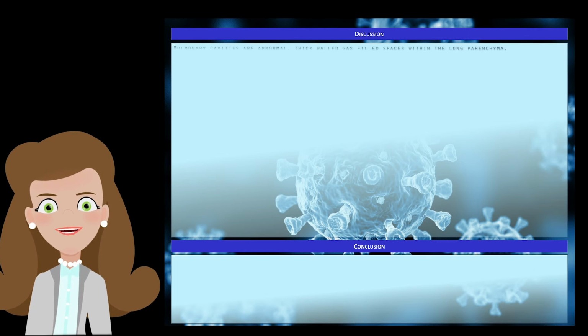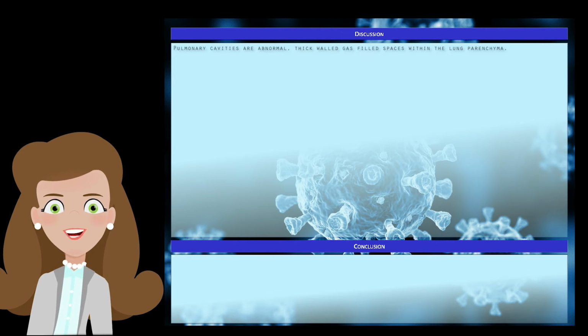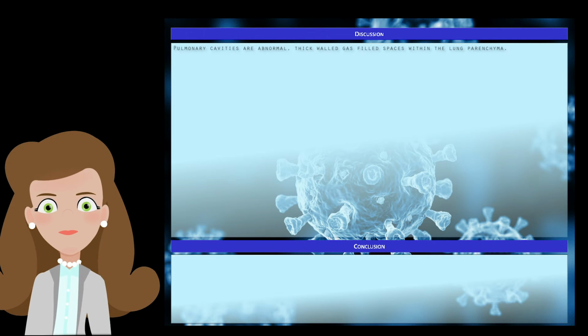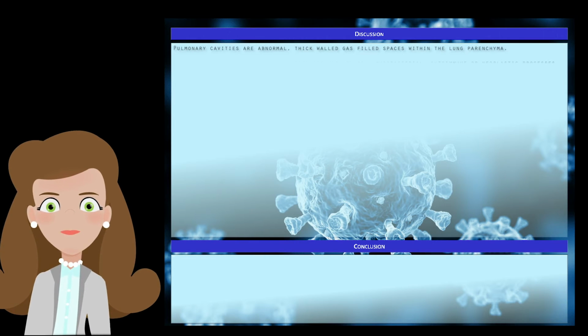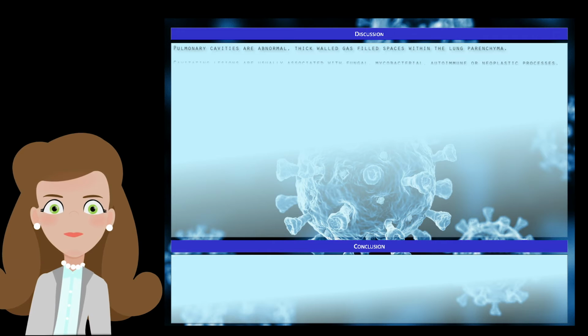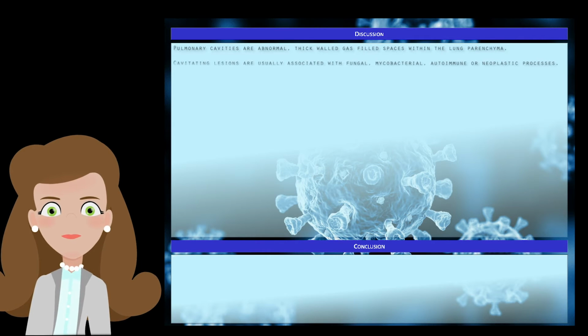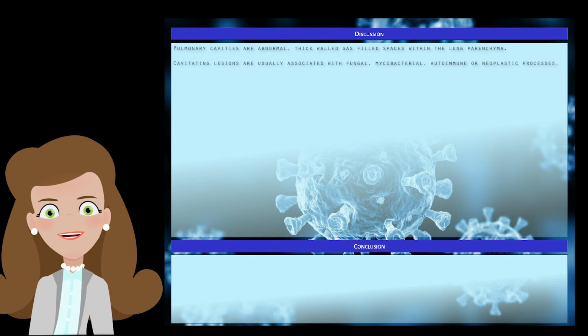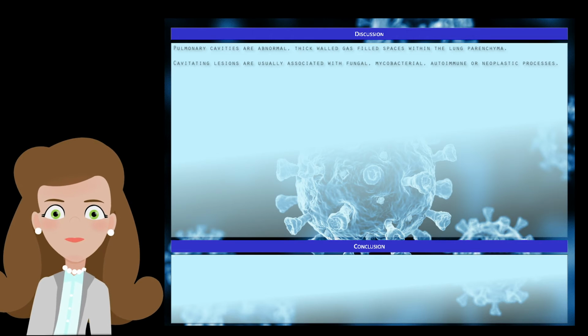Pulmonary cavities are abnormal, thick-walled, gas-filled spaces within the lung parenchyma. Cavitating lesions are usually associated with fungal, mycobacterial, autoimmune, or neoplastic processes. They form in areas of dense consolidation which evolve into necrosis and cavitation. They are not routinely associated with viral pneumonia.